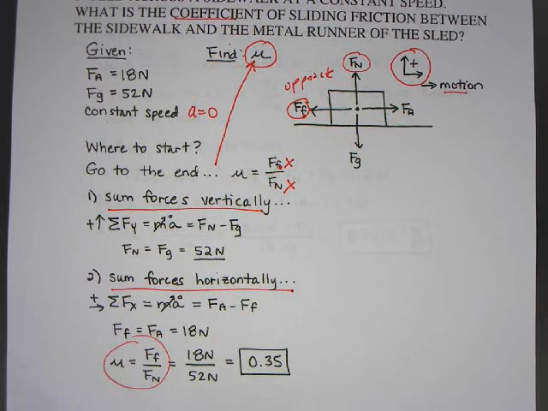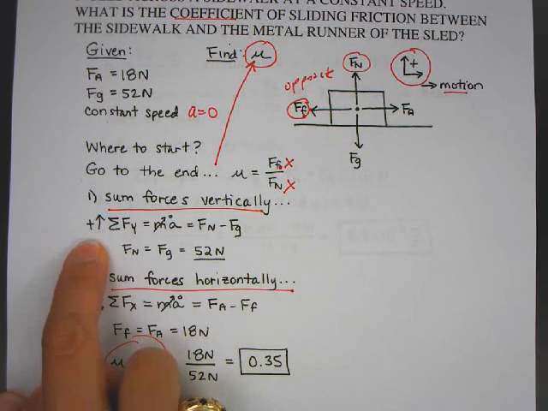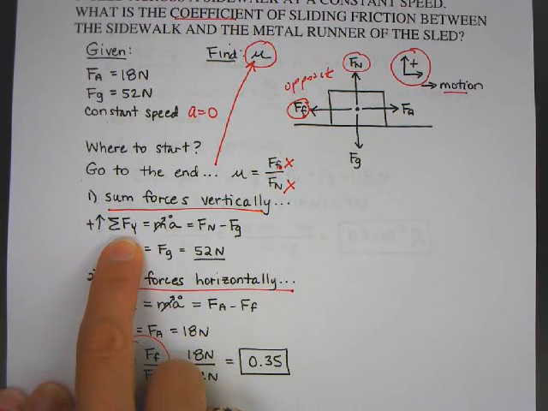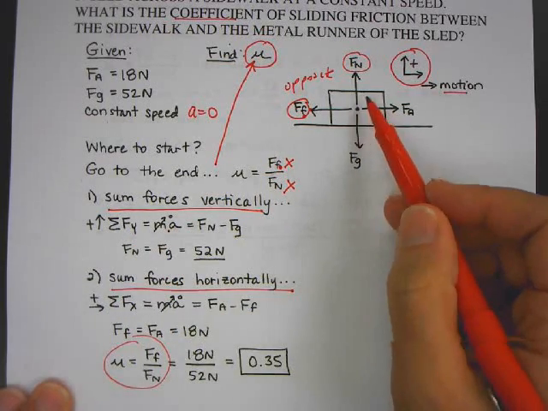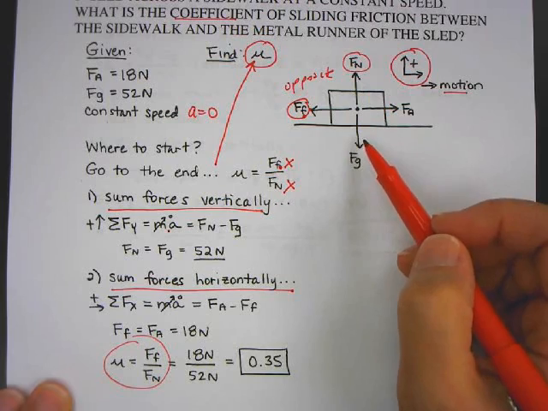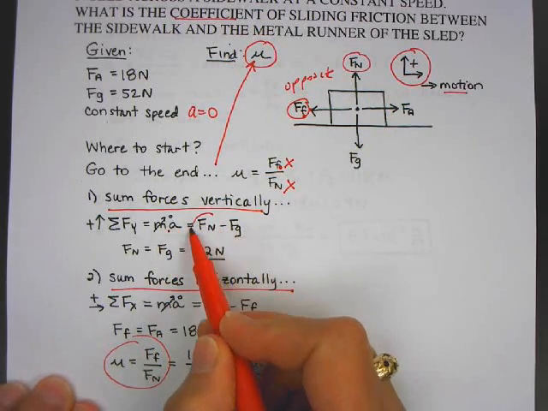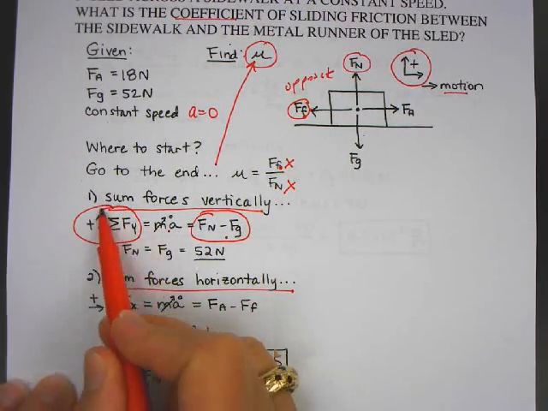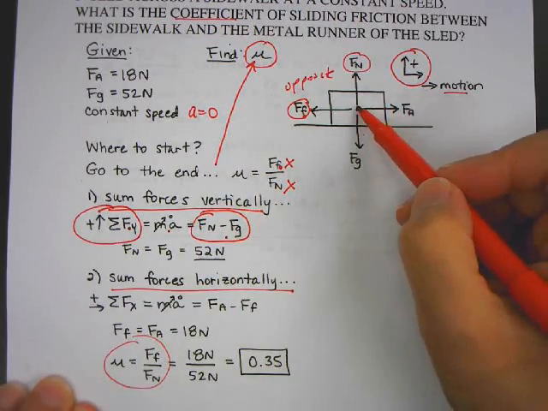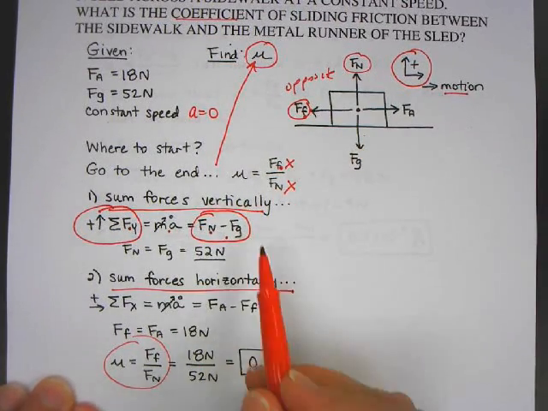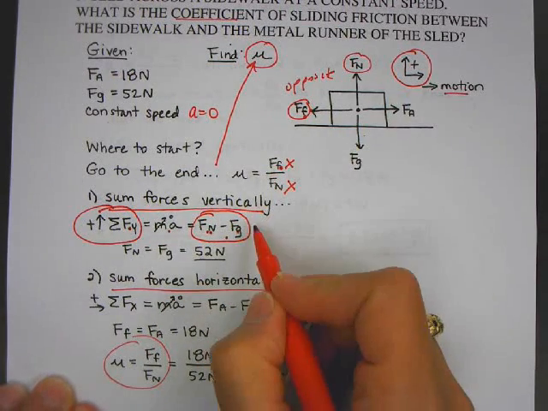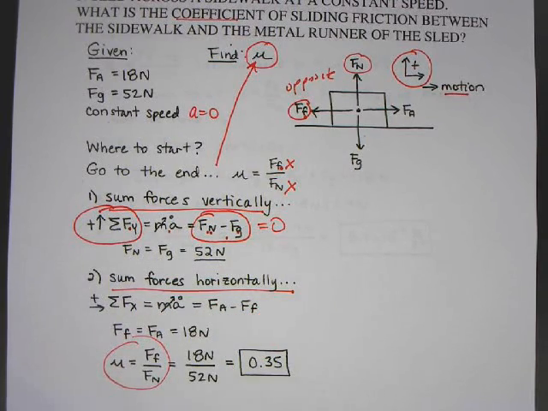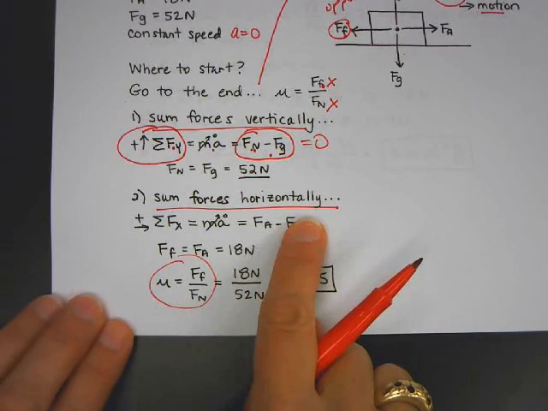Okay? All right, so if I sum forces vertically, first I write my sign convention, up is positive. I'm saying summation of F_y is equal to MA. Is the block accelerating vertically? It's not even moving vertically, so this is 0. So I look at my free body diagram. I am now going to add up all the forces going in the y direction. F_N is up, so it's positive. F_g is down, so it's negative. So F_N minus F_g is equal to 0. So F_N is equal to F_g is equal to 52 newtons. Now I'm going to sum forces horizontally.